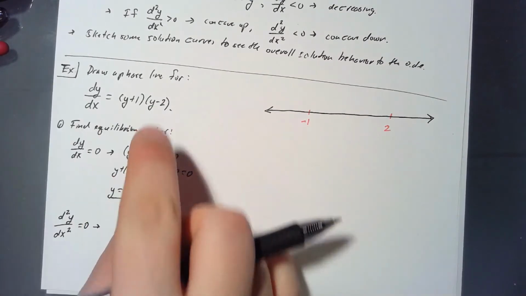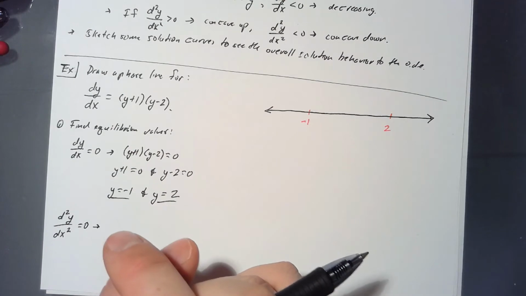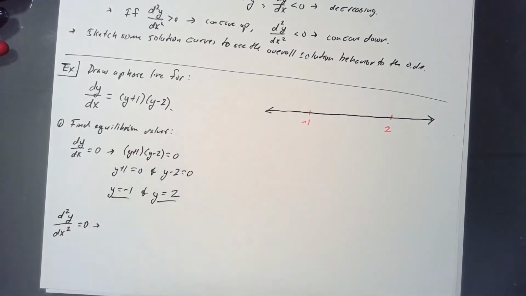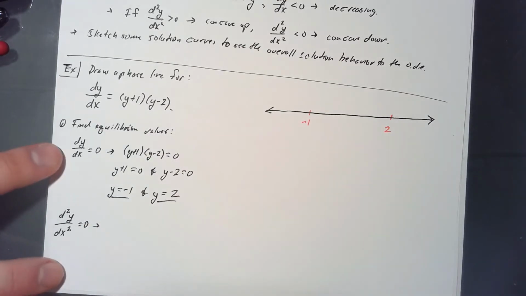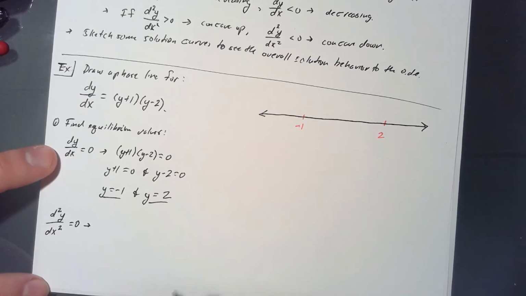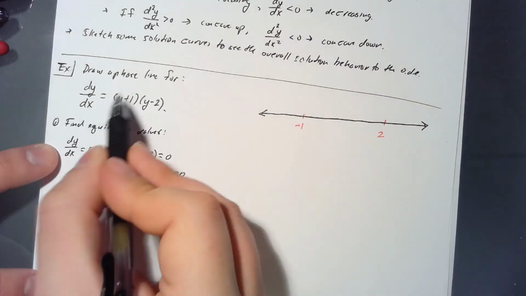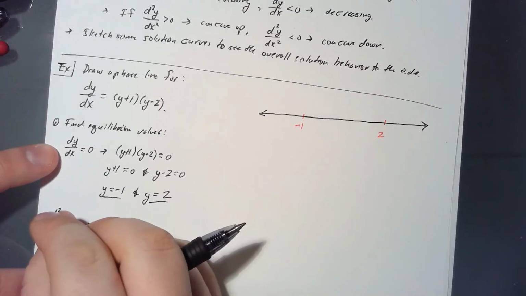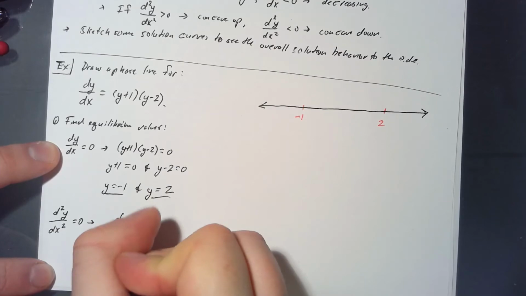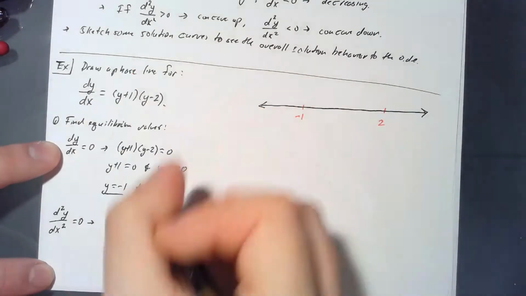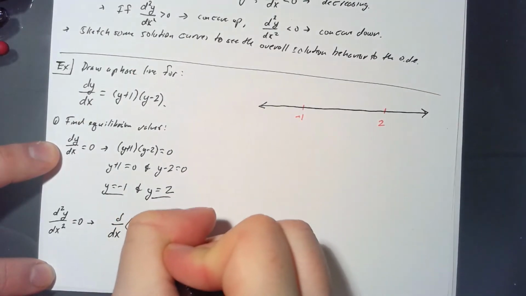So we have to find the second derivative, set that equal to 0, and go from there. But this is the first derivative. So how do we get the second derivative from the first derivative? What do we do? Well, we differentiate the first derivative. So I'm going to take the derivative of this to get the second derivative. That's pretty straightforward. So I'm going to take the derivative of y plus 1 times y minus 2.